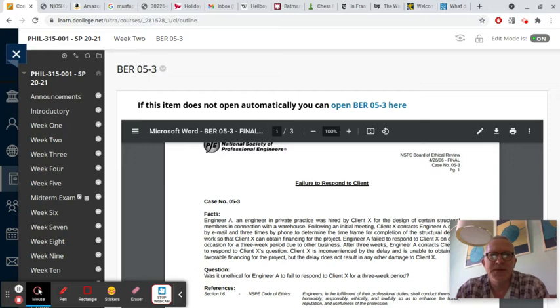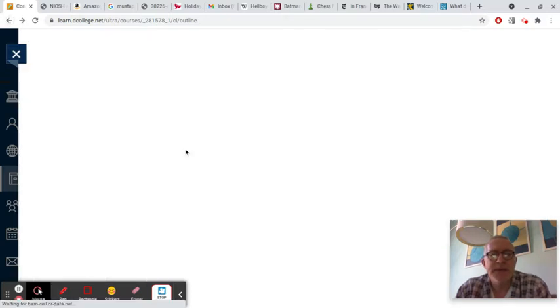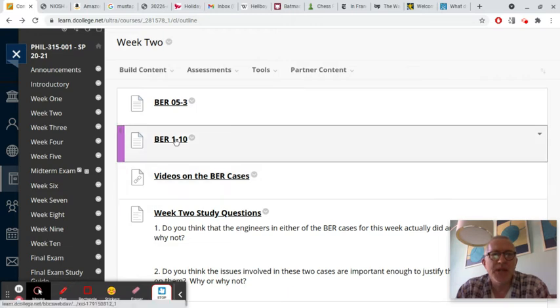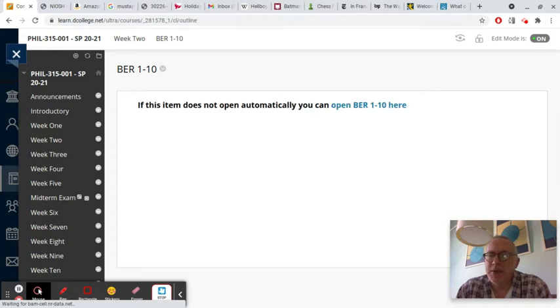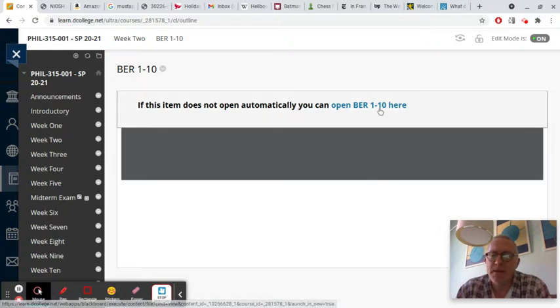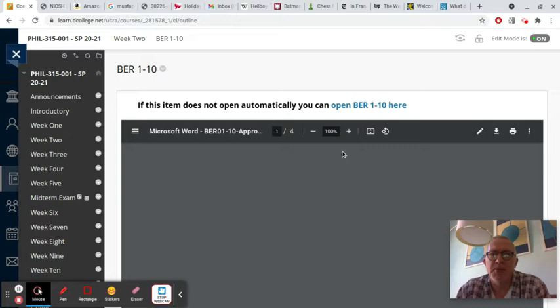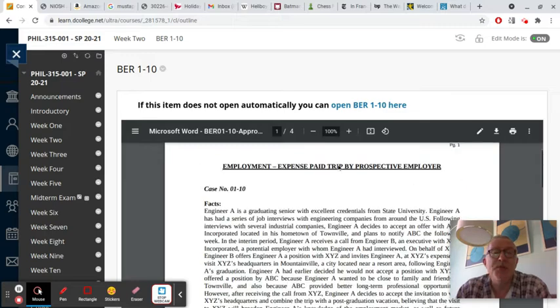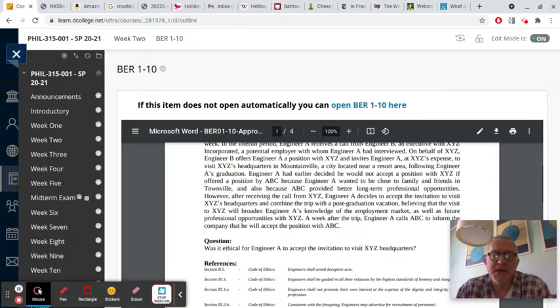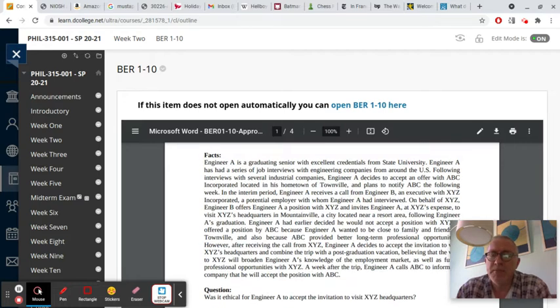This is 05-3, which is about not returning messages. And what's the other one called? 1-10 is about accepting a trip for purposes of a job interview, with a dubious motivation. But neither of these things is really that big a deal. That's one of the reasons I like it, because it's not earth shaking.